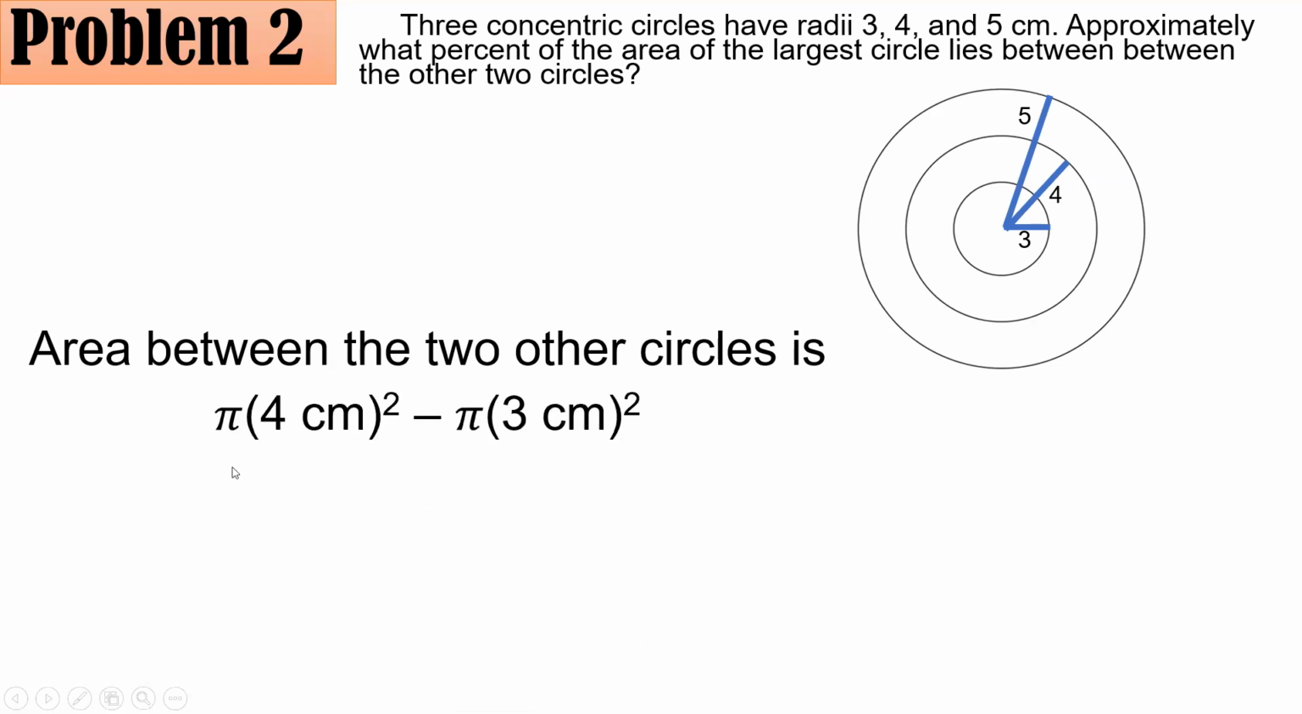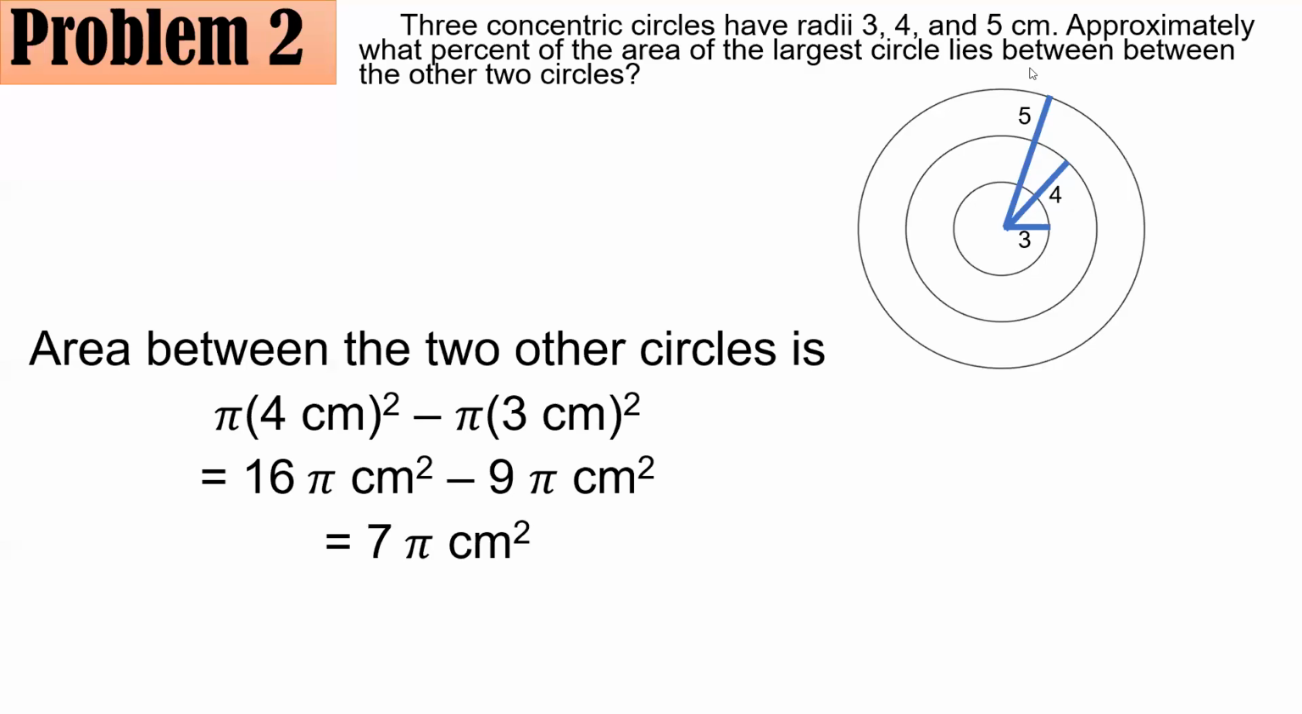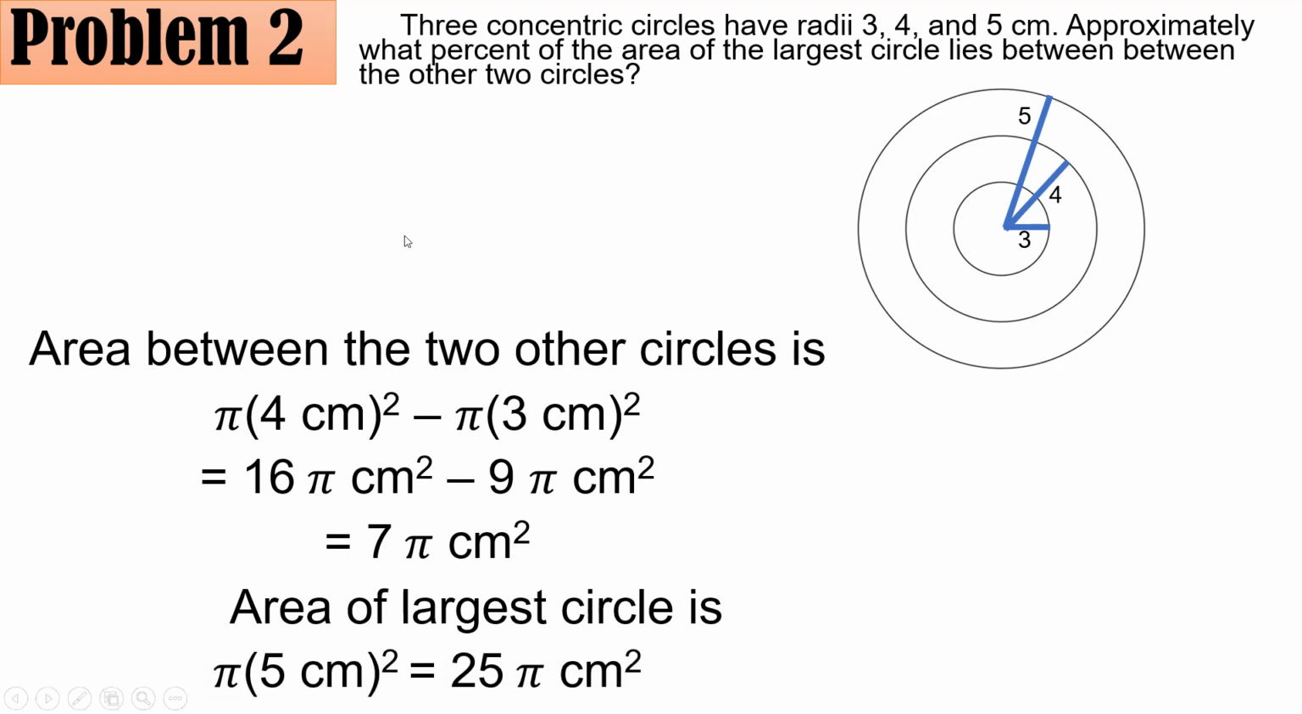And that would be pi r squared, di ba? So, pi times 4 cm squared minus pi times 3 cm squared. That's 16 pi minus 9 pi. Sorry, may pi po yan. That's why the area between the 2 other circles here is 7 pi cm squared. Pero sabi niya kasi, what percent of the area of the largest circle? So kunin po muna natin yung area ng largest circle. In this case, it's pi r squared, where this time the radius is 5 cm. And the area of the largest circle is 25 pi cm squared.